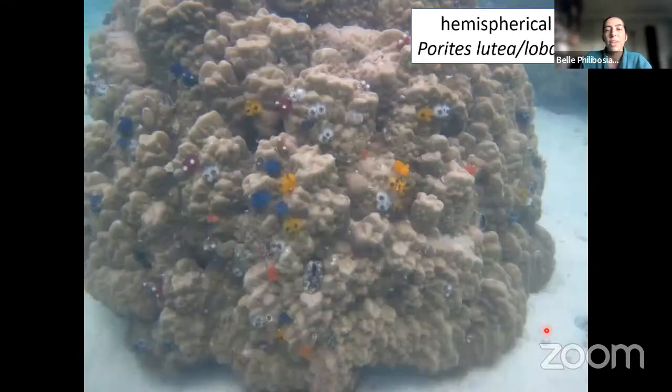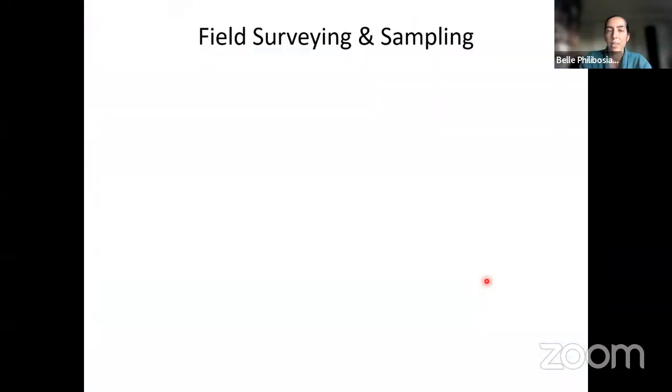So we can find records of that cycle in the past by looking at individual coral colonies. So we look for hemispherical growing corals. Dominantly, Porites lutea is the species that we use. And we can go and sample them to find records of past earthquakes and deformation.